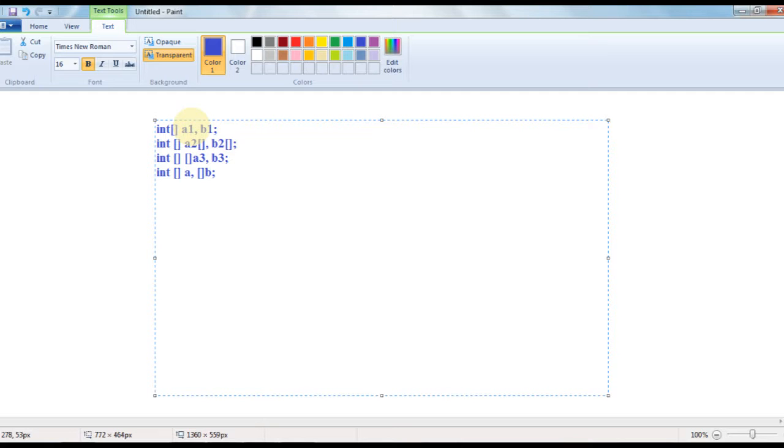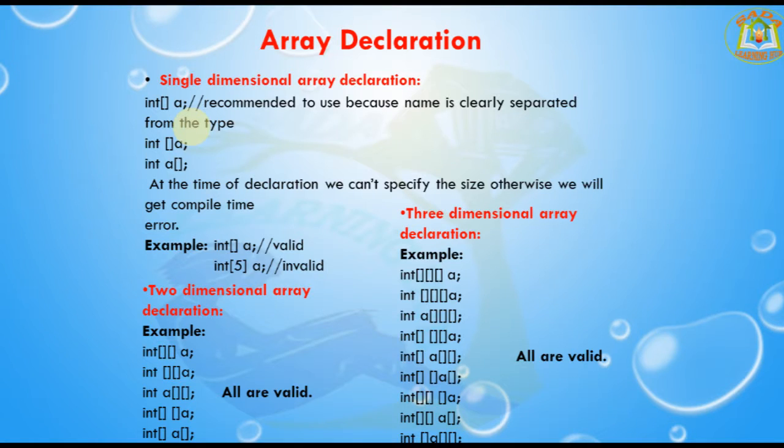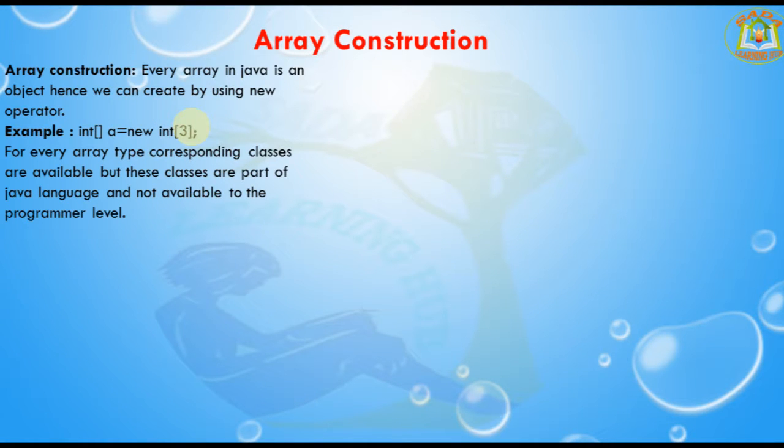Next, we are going to discuss array construction. Every array in Java is an object. Hence, we can create it by using the new operator. For example, int[] a = new int[3]. For every array type, corresponding classes are available, but these classes are part of the Java language and not available at the programmer level.